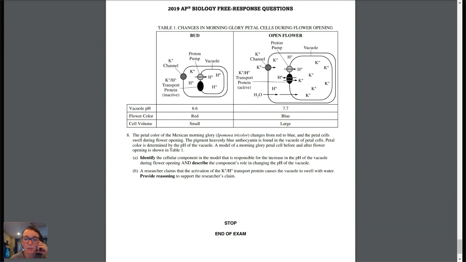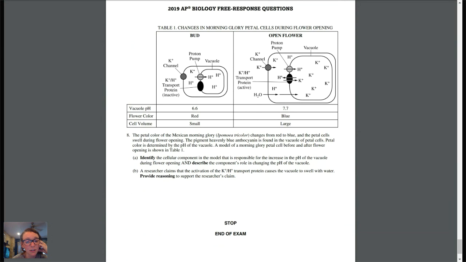So an increase in pH means we're getting more basic. That should mean we're losing hydrogen ions. So that should be the KH transport protein. Okay. Your reasoning why that or how that component is changing the pH is because it's pumping hydrogens out of the vacuole, which is going to make it more basic and less acidic. So we have proton pumps, we have those protons being pumped in, but then the KH transport protein is pumping those hydrogens back out, which is making the vacuole more basic, okay?